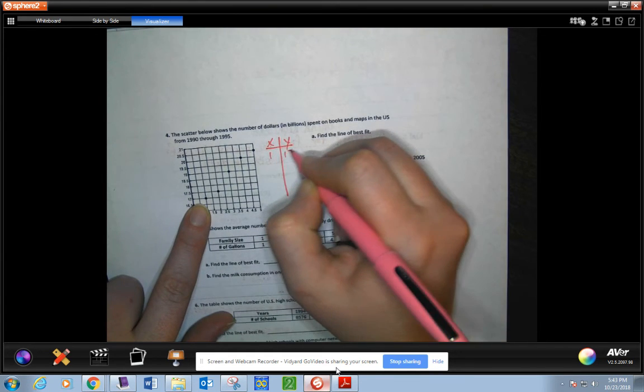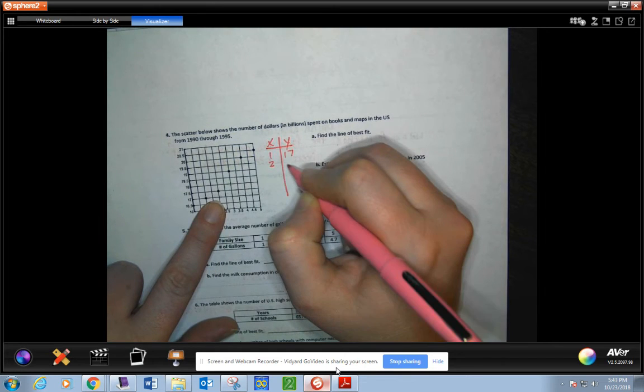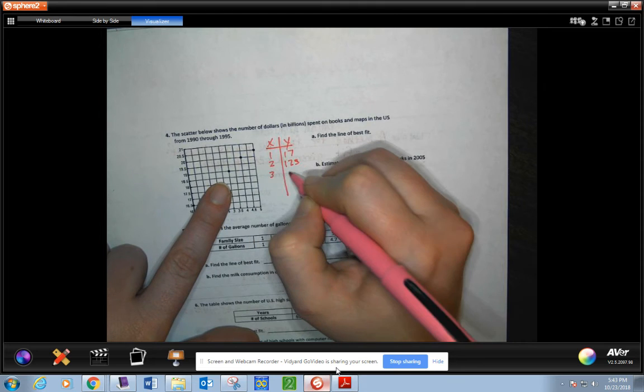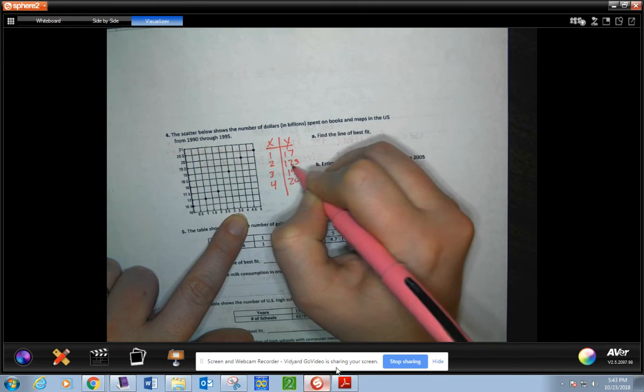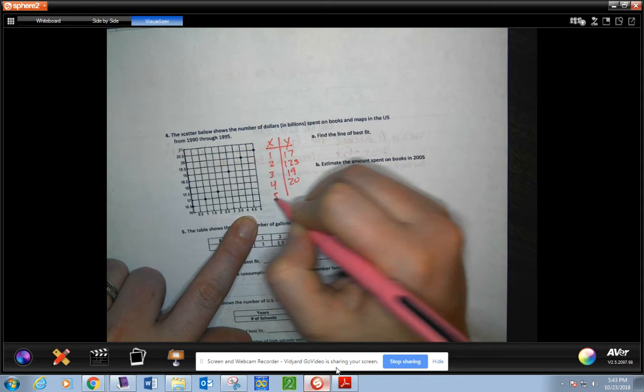Okay, so when you're looking at the one on the back, if you notice, this one didn't give you anything but the dots. So I'm going to make me a quick table. This is my X, this is my Y. This dot's at 17. This one's at 17.5. This one's at 19. This one's at 20. And the last one's at 20.5. Sorry, that's a 5. It looks like a 3.